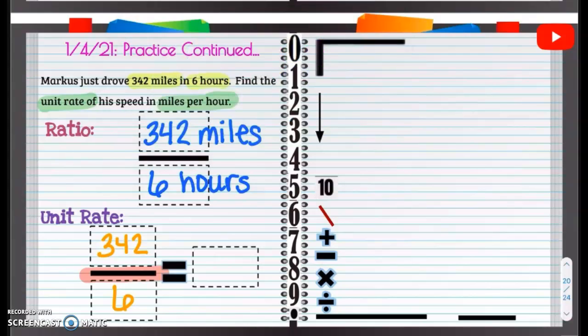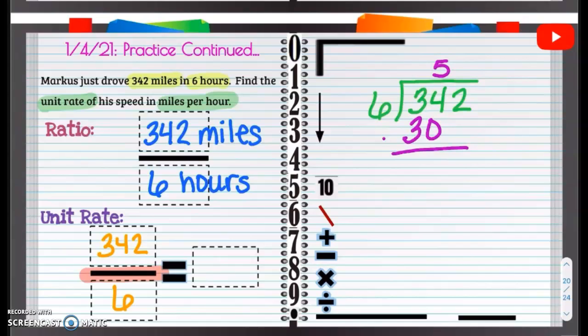So on your scrap piece of paper, 342 divided by 6. Remember, the first number is on the inside of our house. It's our dividend. Now our divisor is going to be 6. 6 cannot go into 3, but it can go into 34. I know 6 times 5 is going to be 30. 6 times 6 is 36, so that's too much. So 6 times 5 is 30.